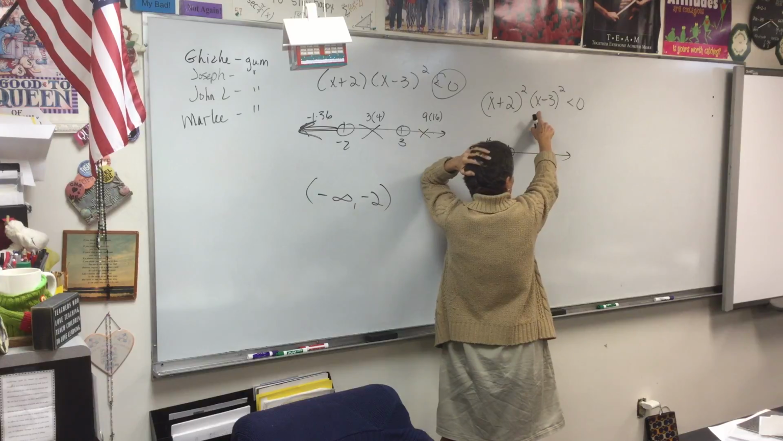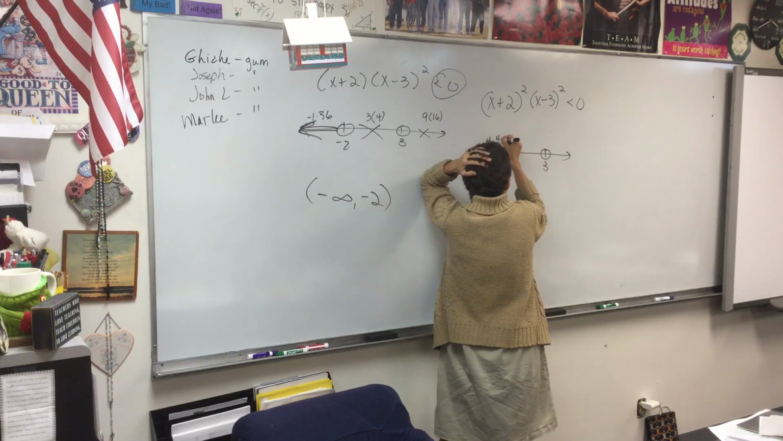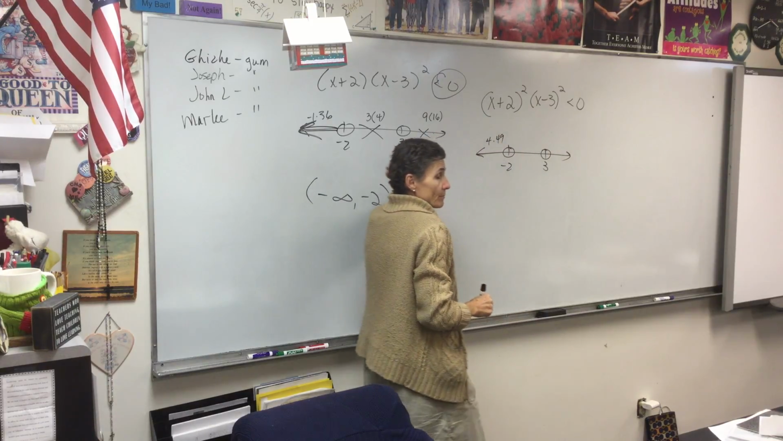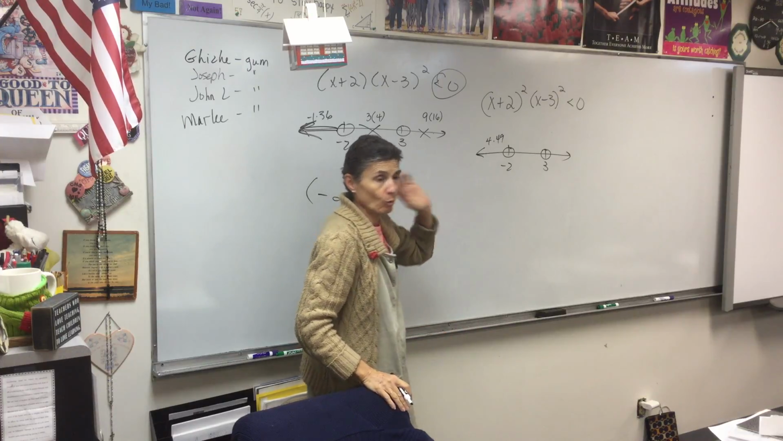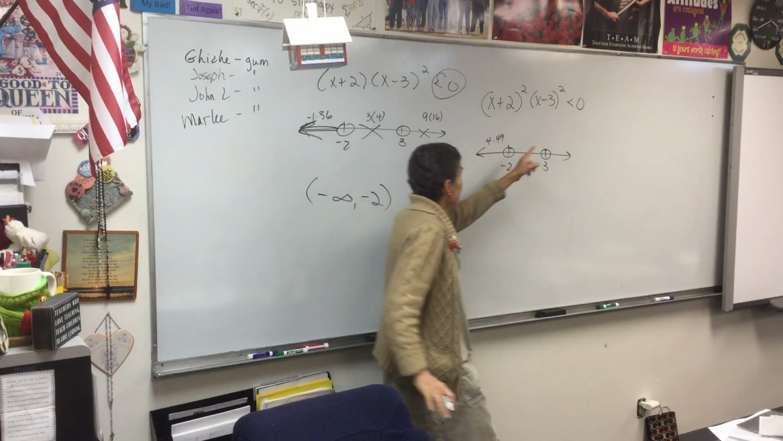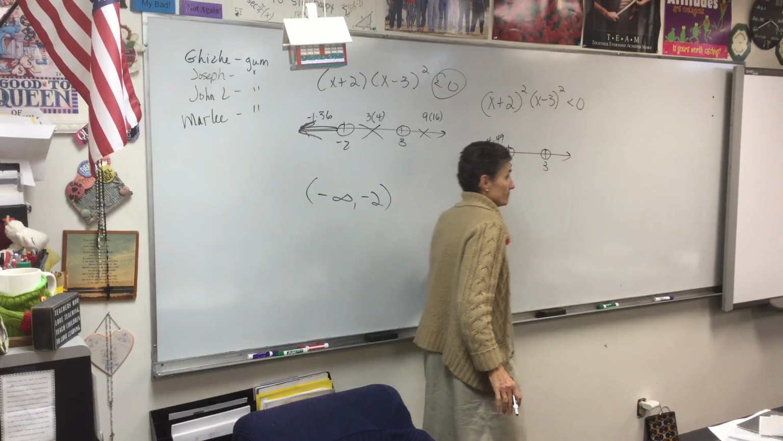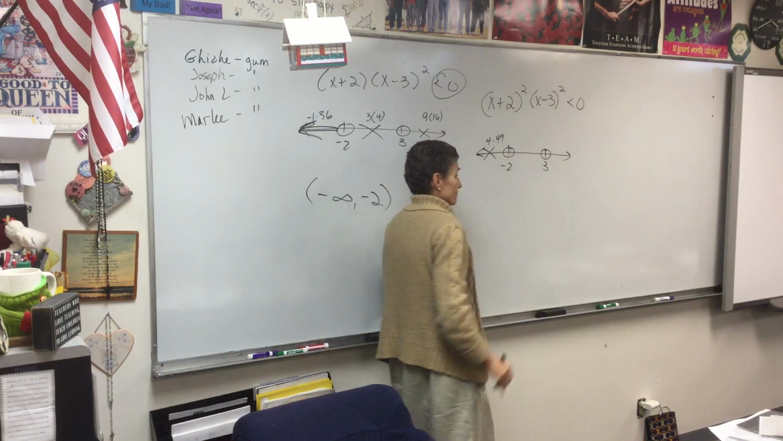-4 would give us -7, but we're squaring it, that's 49. I don't care what 4 times 49 is. Is it negative? No. So that didn't work.